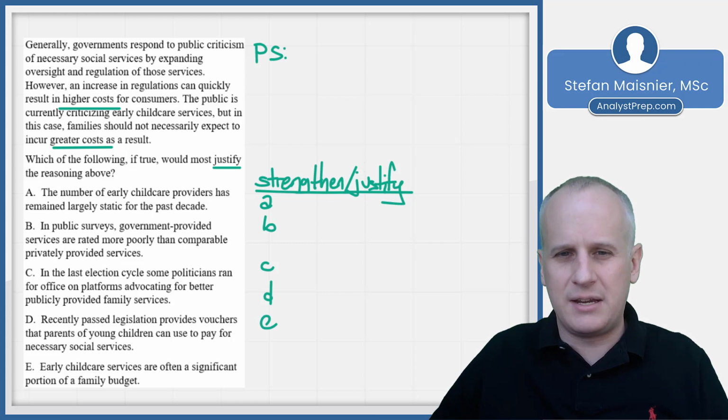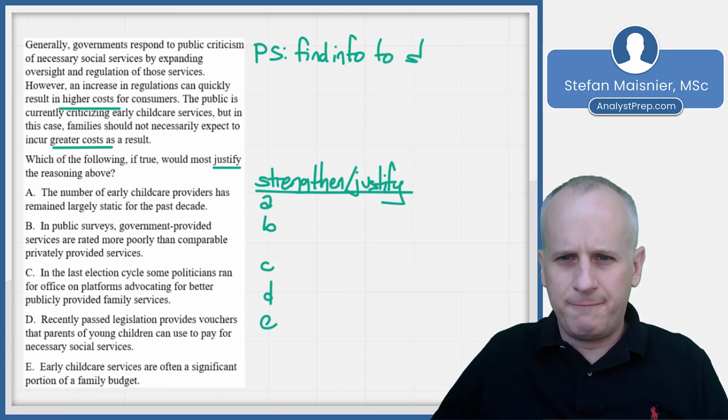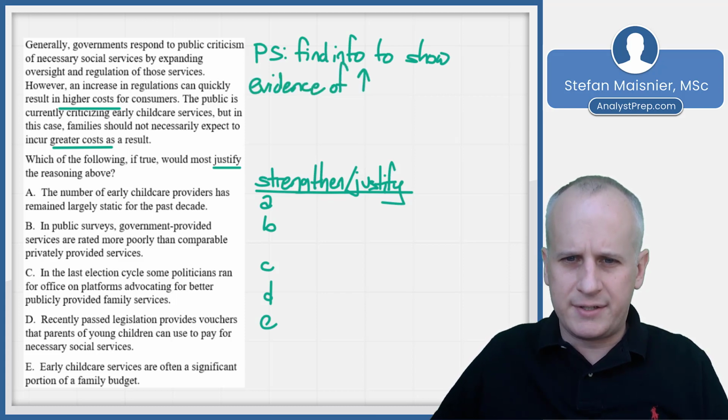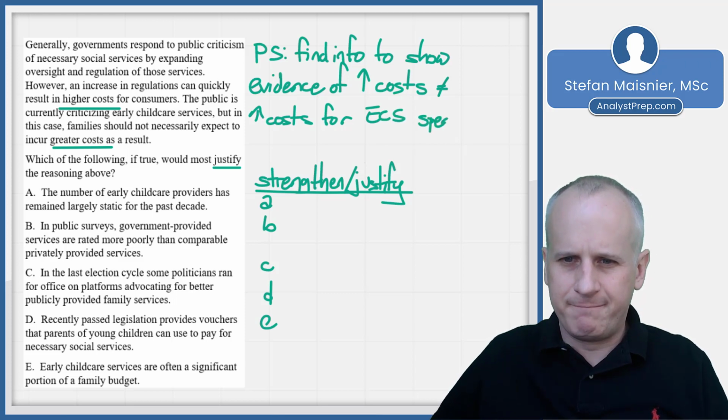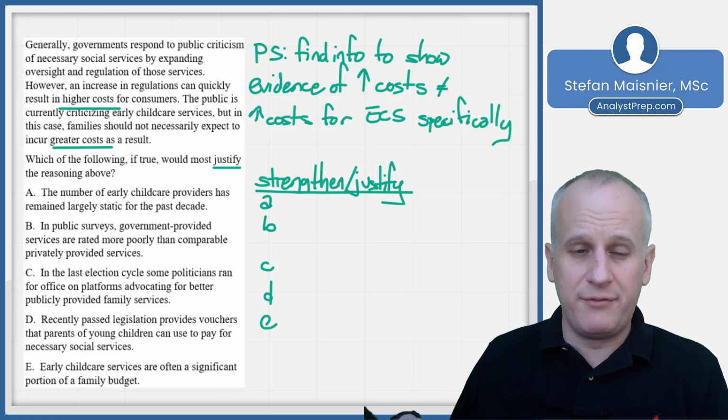So our predicted strengthener, we can just say, is to find info to show that the evidence of an increase in costs does not necessarily mean an increase in costs for ECS, for early childcare services specifically. So we're going to focus on that specific issue of the costs.